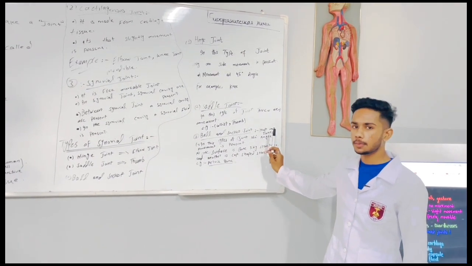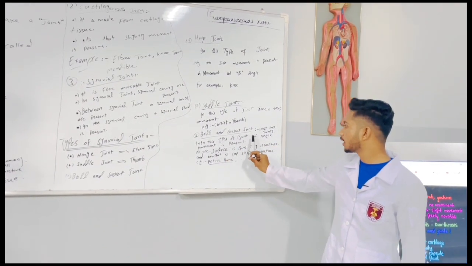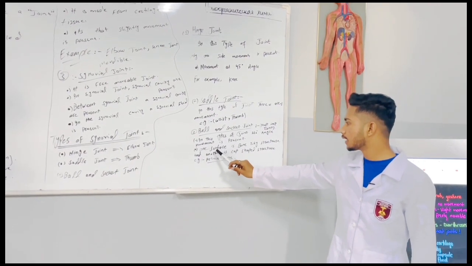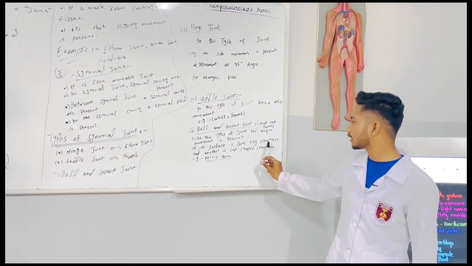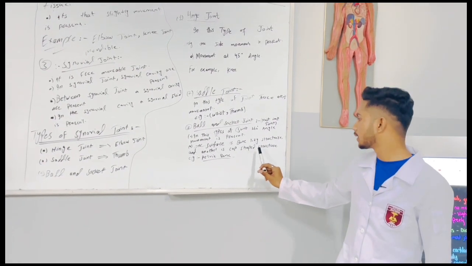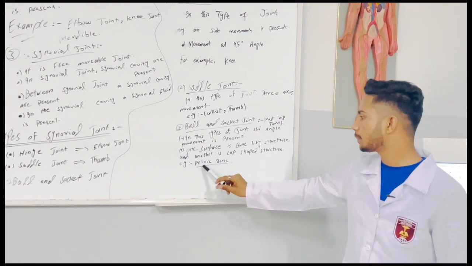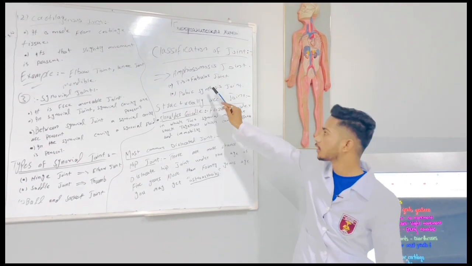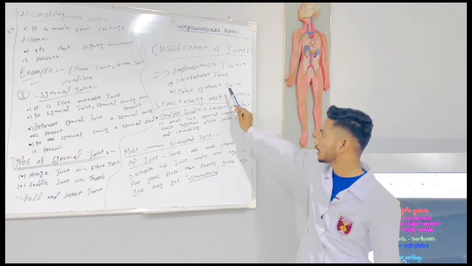Ball and socket joint. Most important joint. In this type of joint, 360-degree angle movement is present. Only one surface is a bone-like structure and the other is a cup-shaped structure. Example, pelvic bone. Classification of joint: amorphous muscle joint, tibiofibular joint, pubic symphysis joint.